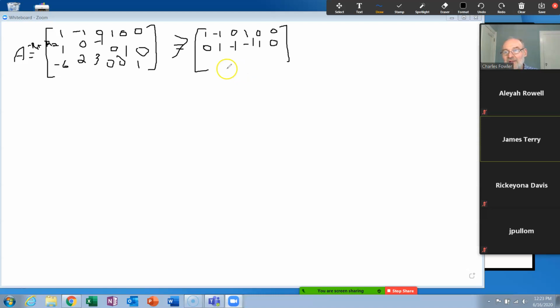It wasn't very neat. But anyway, what do we want next? We got a 1 here and a 0 below it. We got a 1 here. We want that negative 6 to become a 0. How do we make that happen? Multiply 6 by row 1 and add it to row 3. You got it. 6 times row 1 and add it to row 3. Okay. So do it to it. 6 times 1 is? 6. Minus 6 is 0. Perfect. That's what we wanted.